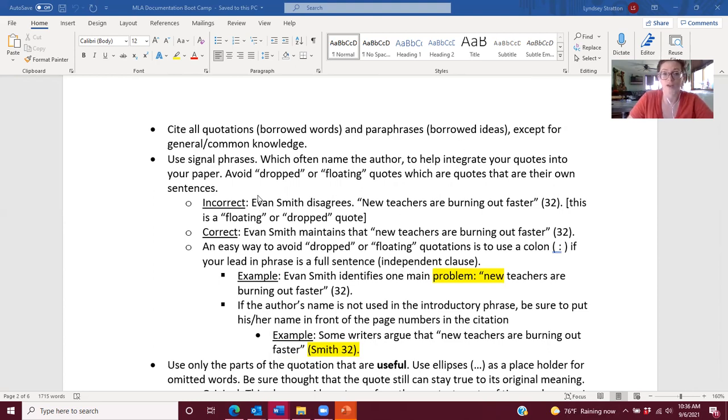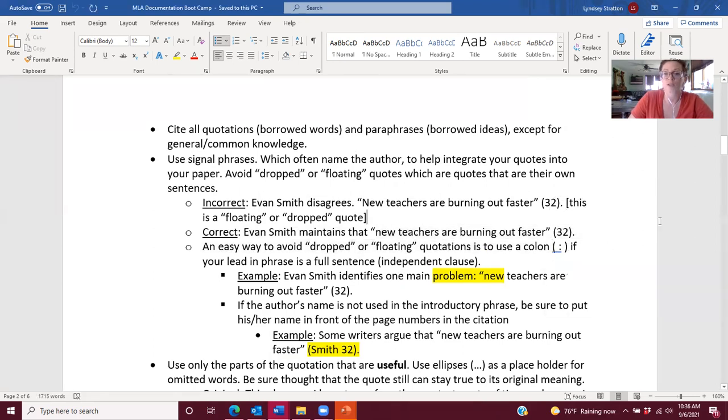So you have an incorrect example right here. Evan Smith disagrees, period. Quote, new teachers are burning out faster, end quote. That's a floating quotation. You want to introduce it. So right here: Evan Smith maintains that, then the quote, new teachers are burning out faster.